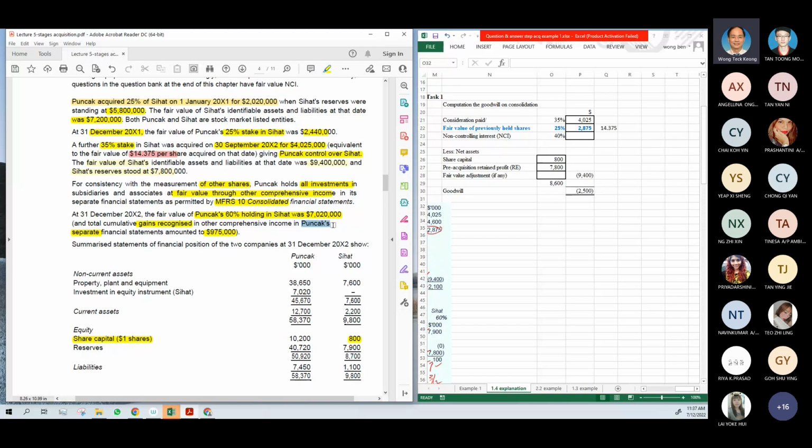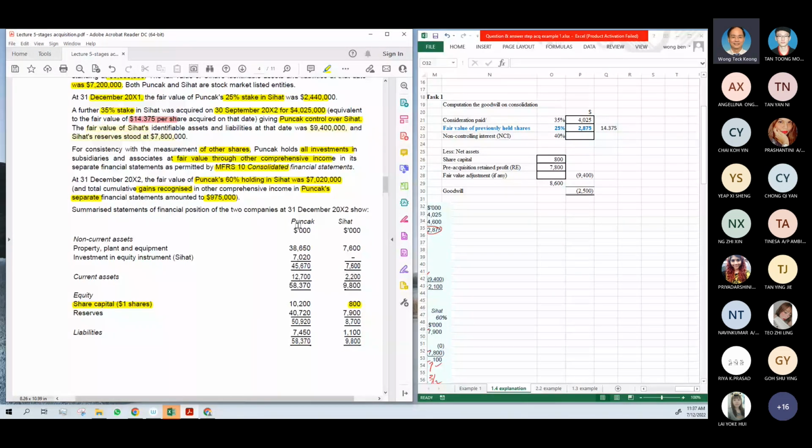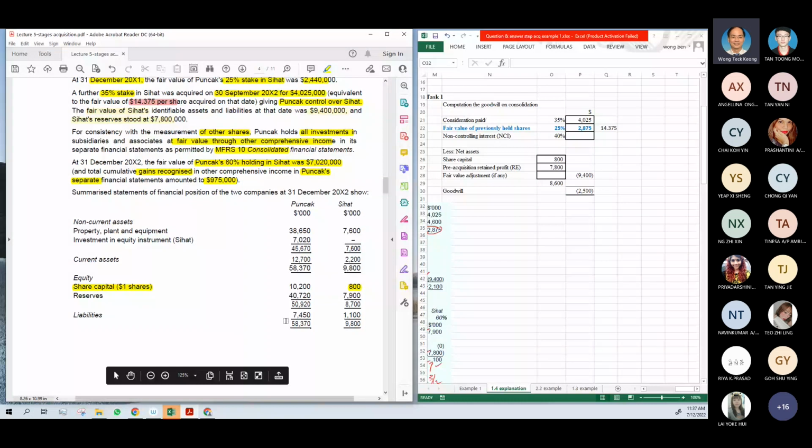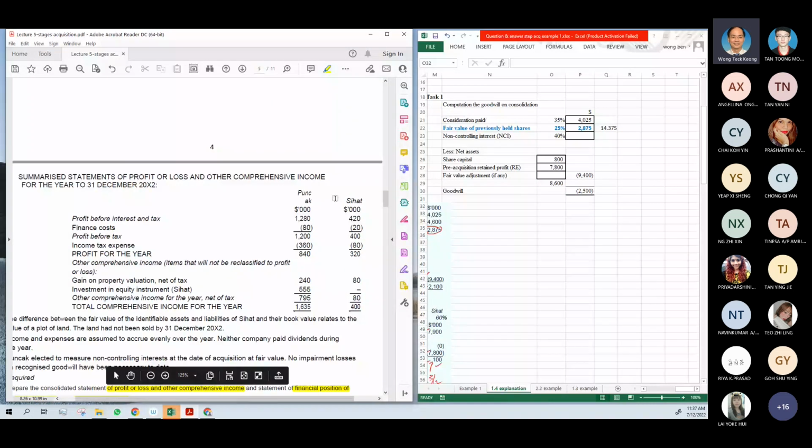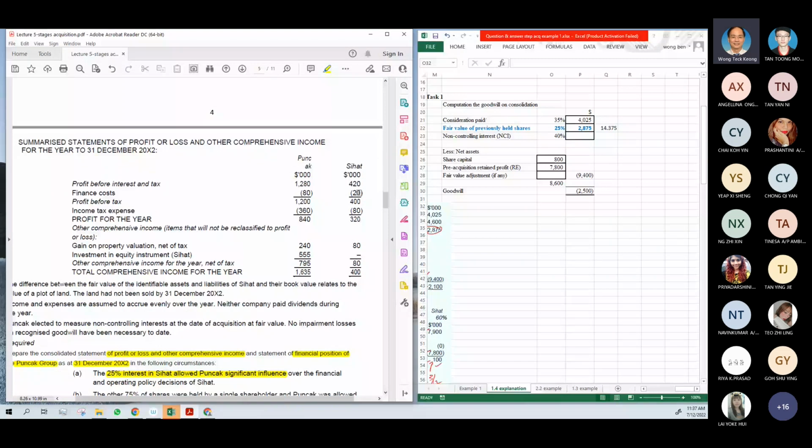So they've given you the SOFP of two companies, Punchat and Sehat, and the P&L of Punchat and Sehat. Now when we do a consolidated P&L, for Sehat we can only share 9 months because control is gained on 30th September. 1st January to 30th September, 9 months only for associate, and 3 months for subsidiary. So 3 over 12 is for subsidiary, 9 over 12 is for associate. It sounds complicated, eh?